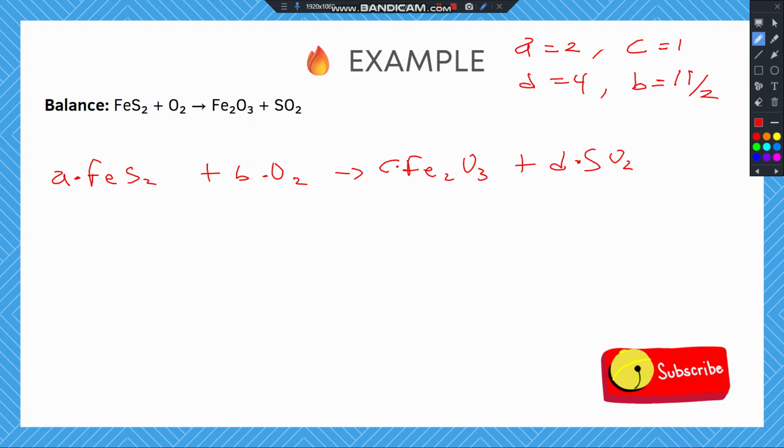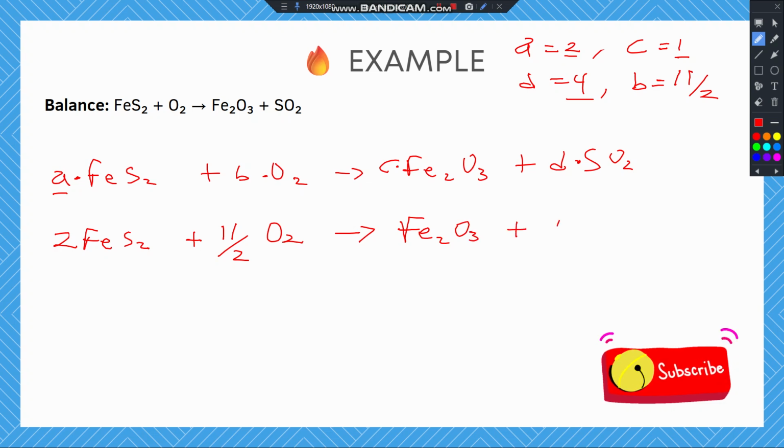So now we can substitute the values of the letters to stand in front of each compound. A here stands for 2, so we have 2 FeS₂, plus B has the value of 11 over 2 O₂, and then C has the value of 1, so we have Fe₂O₃, and then D has the value of 4, we have 4 SO₂.